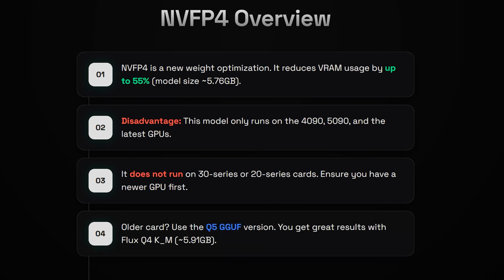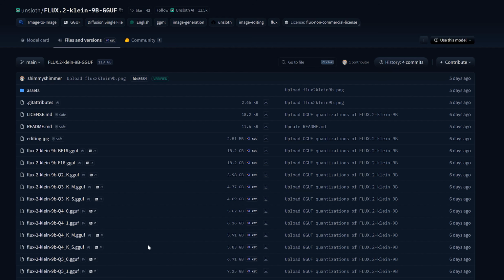If you have an older card, don't worry. There is also a Q5 GGUF version available. You get great results with the Flux Q4 KM GGUF. It's around 5.91 GB and using GGUF means you can run this on almost any low VRAM GPU.